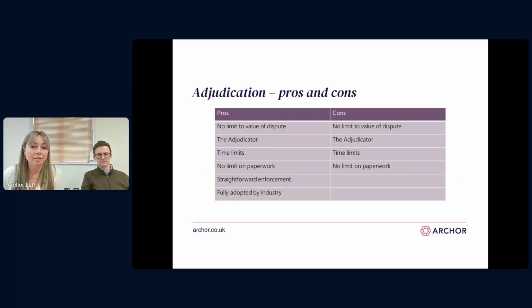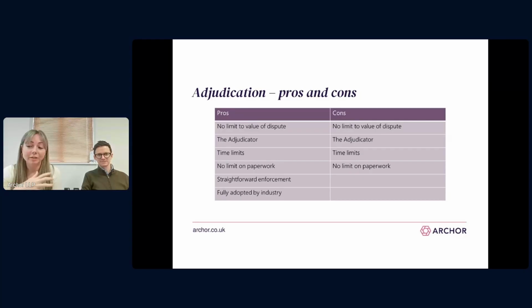This is just a quick slide on the pros and cons of adjudication. Pro is that there's no limit to the value of dispute. This is also a con as well. Pro is an adjudicator will be a construction specialist. Con is the adjudicator. We get such a wide variety of decisions from adjudicators that when a client says to us, are we going to win this adjudication? We can never tell you because we have seen some bonkers decisions.